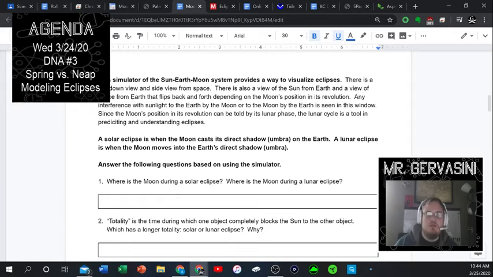The simulator of the Sun, Earth, Moon system provides a way to visualize eclipses. There's a top-down view and a side view from space. There's also a view of the Sun from the Earth, and a view of space from the Earth that flips back and forth. All right, so we kind of already went through that.